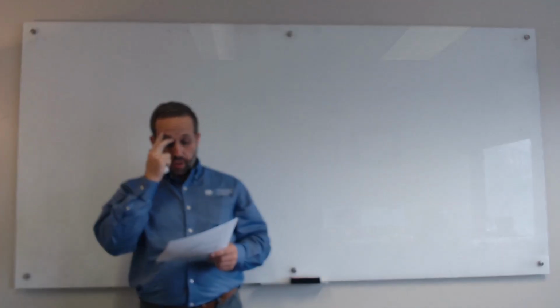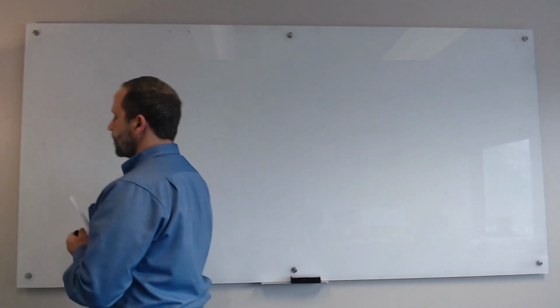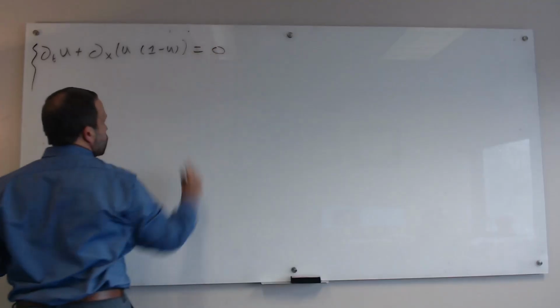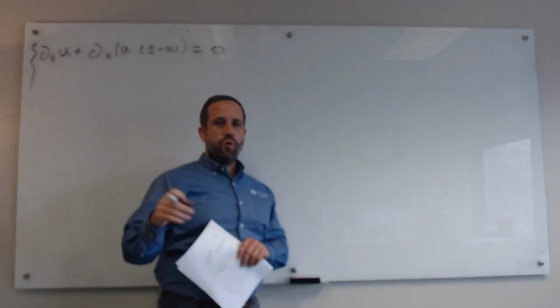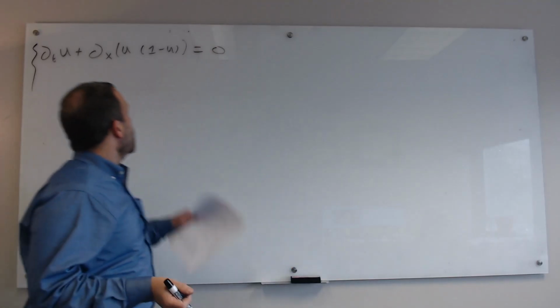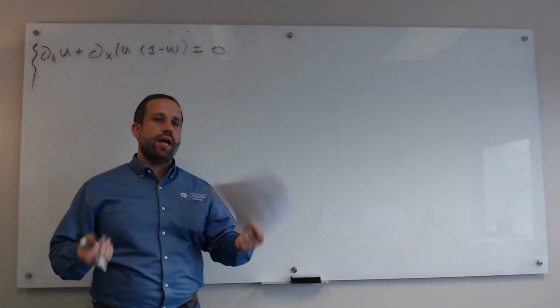Okay, so I want to now model the situation where a traffic light turns from green to red. So remember the traffic equation. I'm going to write it in conservative form as the t derivative of u plus the x derivative of u times 1 minus u equals 0. And remember, u is the density of cars, and 1 minus u is the velocity of the cars.